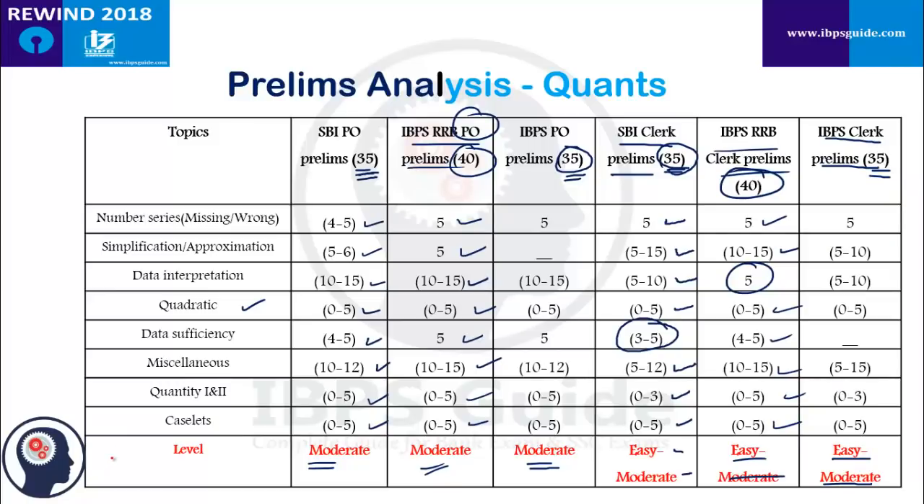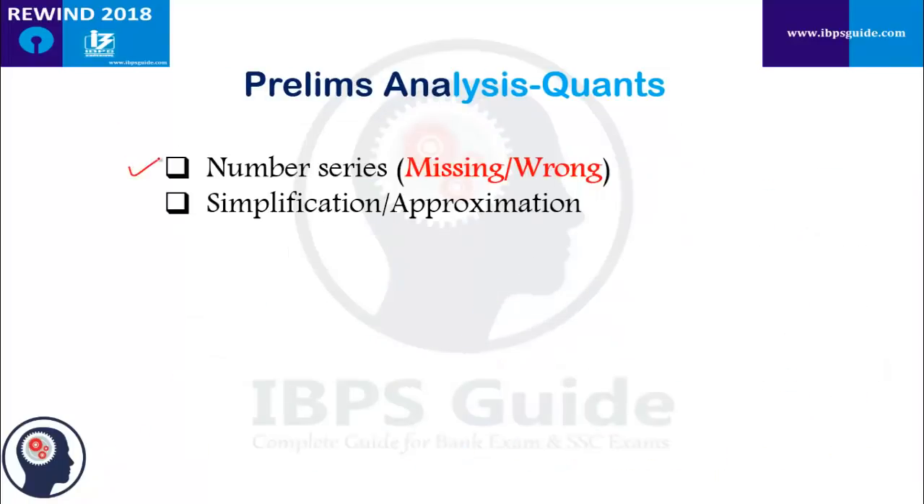Now let's move toward the prelim analysis of these two topics, number series and simplification. In some slots, wrong number series is asked, and in some slots, missing number series is asked. So in number series there are no changes in pattern. Some patterns are like multiplied by 1 plus 1, multiplied by 2 plus 2, or multiplied by 0.5, multiplied by 1.5.